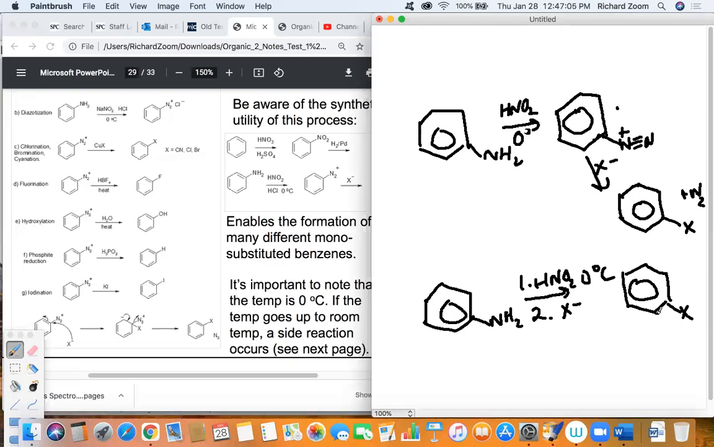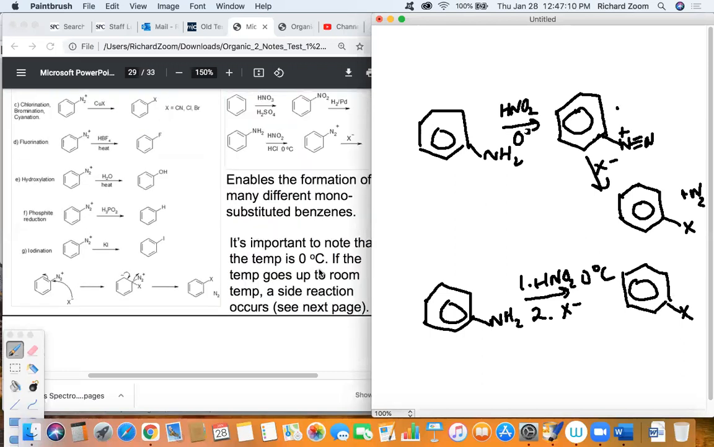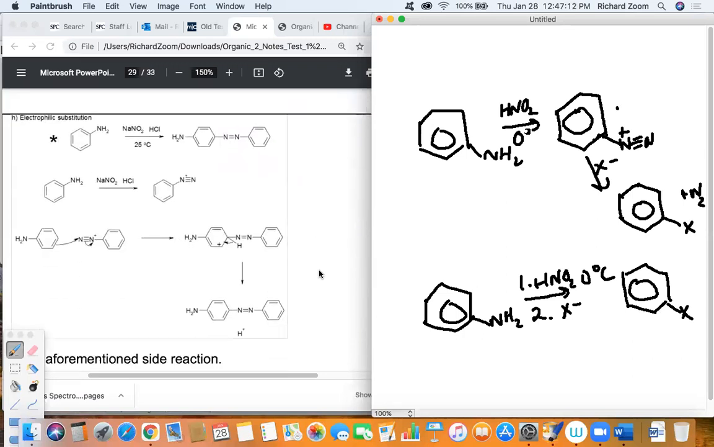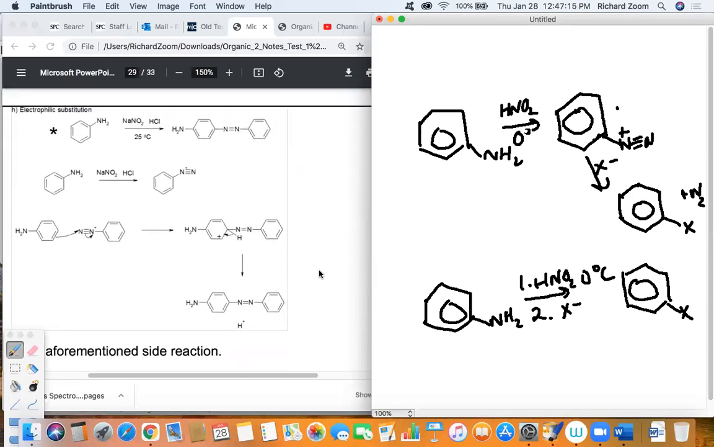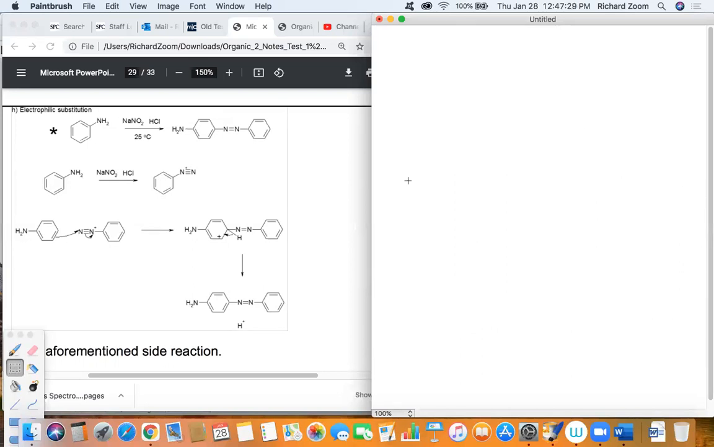So it's important this is done at 0 degrees. If we don't do it at 0 degrees, we end up getting a side reaction to occur, and that's this one. So you'll notice that this is what happens when we have NaNO2 and HCl at 25 degrees. This is room temperature. And you'll see that we end up getting what's called an azo dye as a product.